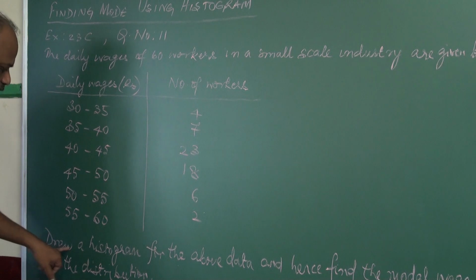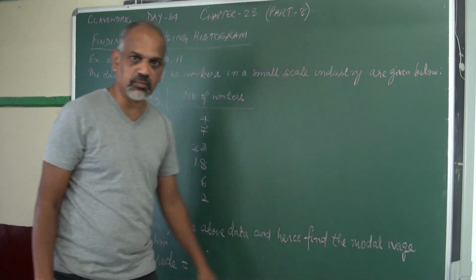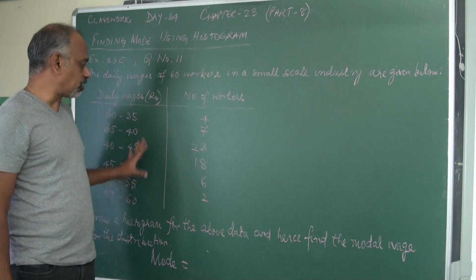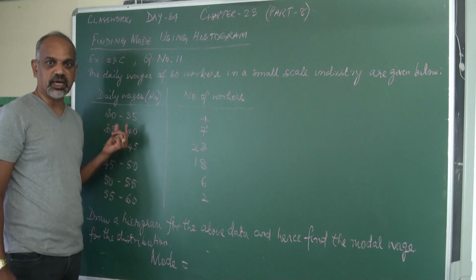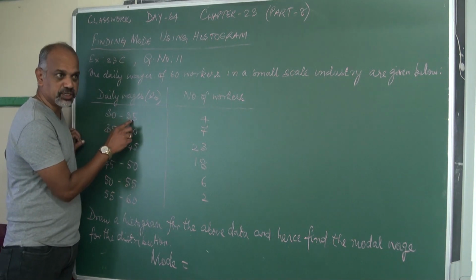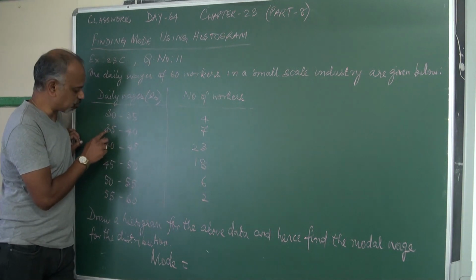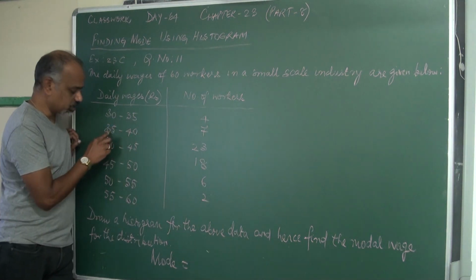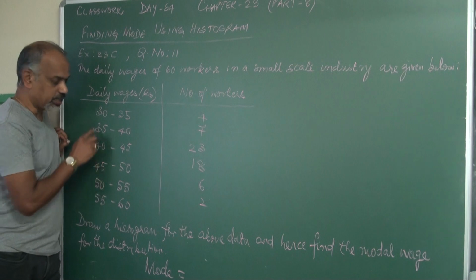Again, the question continues. It says, draw a histogram for the above data and hence find the modal wage. Modal wage is finding mode for the distribution. Now, the first thing that you will see from the data is whether the class interval given is continuous. If you look at the first class interval, it is 30 to 35. It ends at 35, and the second class interval starts from the same 35. So there is continuity here. 35 finishes here, 35 starts here, the same number. So this data is continuous.